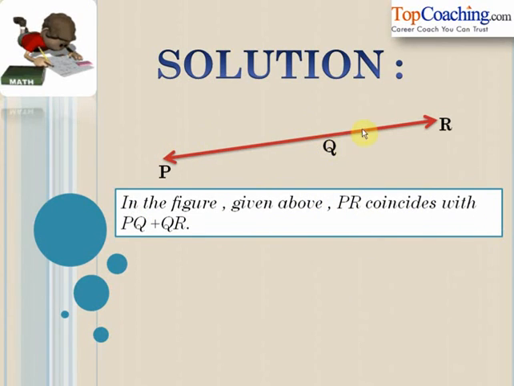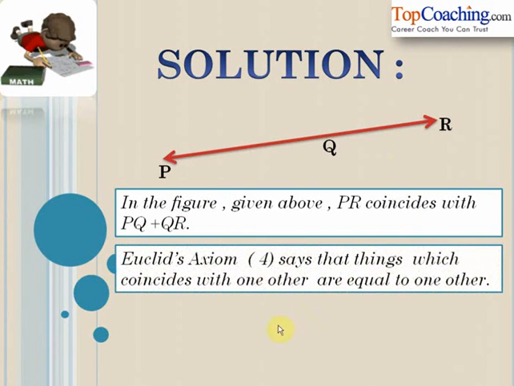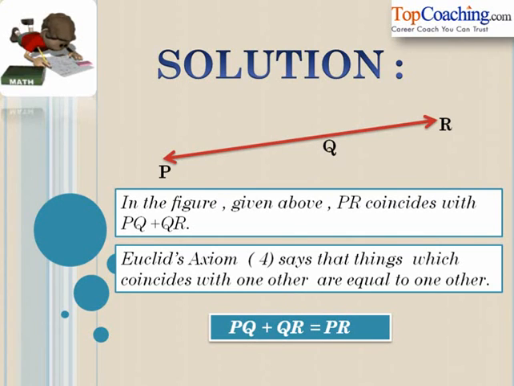So PQ plus QR would be equal to PR. So here we see that PR coincides with PQ plus QR. And Euclid's fourth axiom says that things which coincide with one another are equal to one another. And thus from this what we can conclude is PQ plus QR is equal to PR. So using Euclid's axiom number 4, we have proved that PQ plus QR is equal to PR because PR coincides with PQ plus QR, and so if things coincide with each other then they are equal to each other. Thus PR is equal to PQ plus QR.